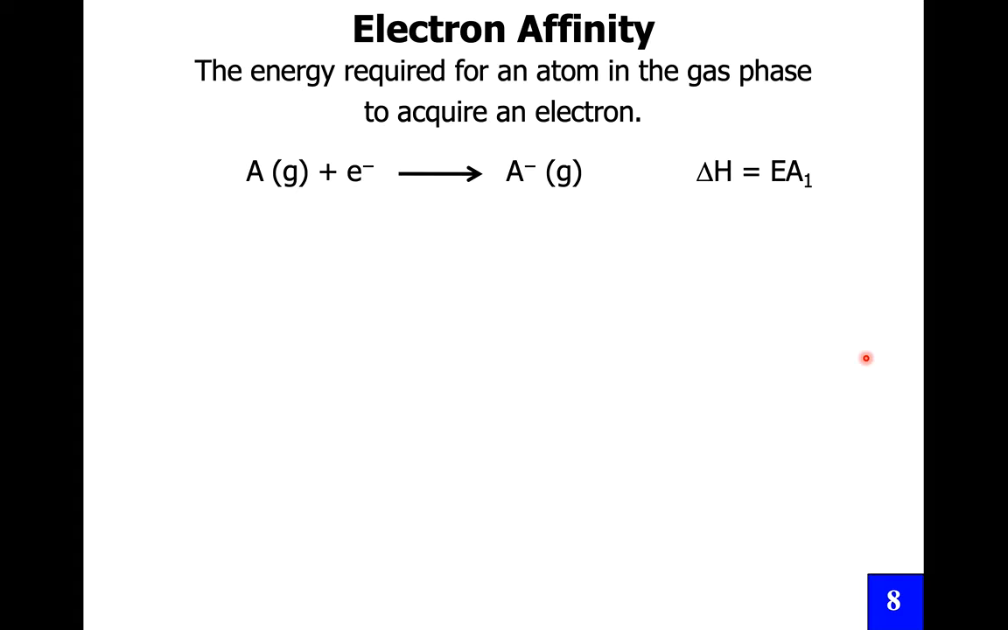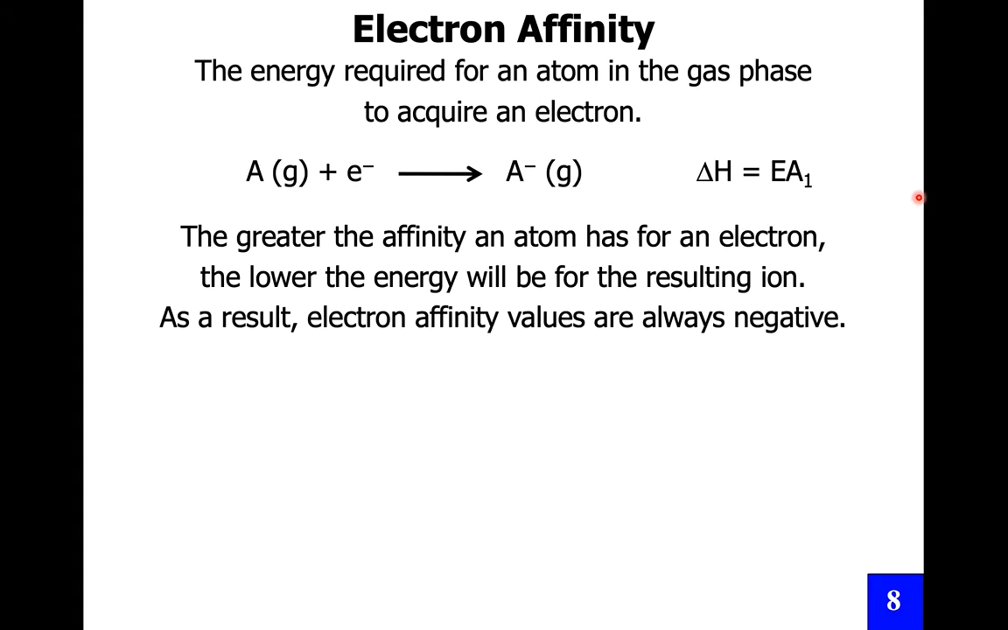Now we're going to go the opposite direction. This is the energy required for an atom in the gas phase to acquire an electron. So this is a generic atom A. We add an electron to it, and then some amount of energy is released. The greater the affinity an atom has for an electron, the more stable, the lower energy the ion will be. As a result, electron affinity values are always negative.